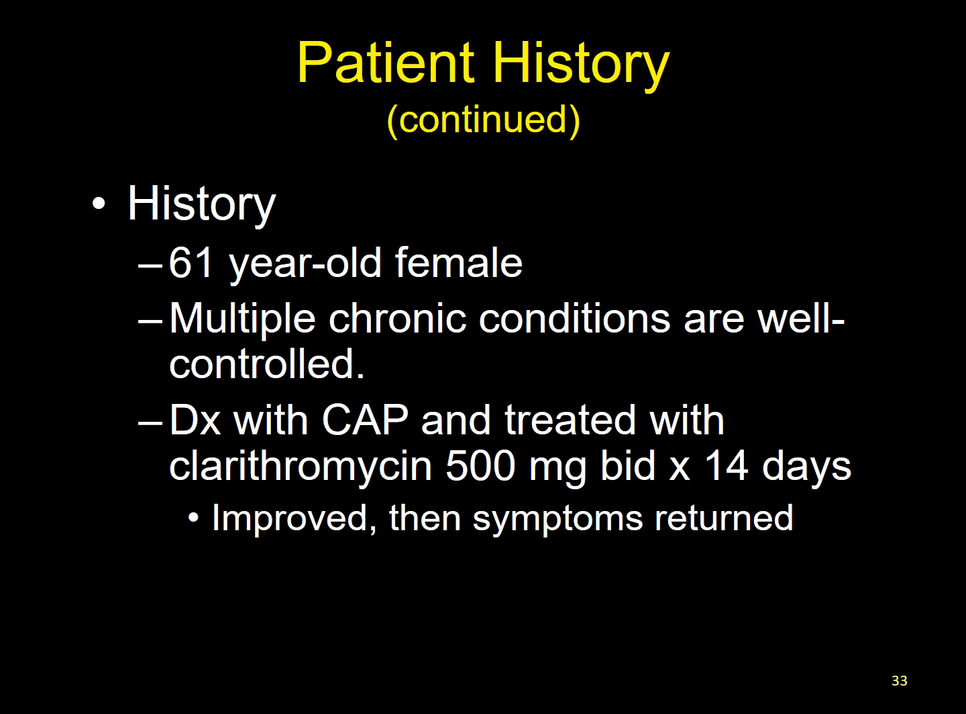So anyway, as an outpatient, she had been diagnosed with community-acquired pneumonia, and she had been put on Biaxin, clarithromycin, 500 milligrams BID times 14 days. Now, this was a few years ago when Biaxin was very commonly used for outpatient management of pneumonia. So she went on this drug therapy, and initially she got better, but then her symptoms appeared to return, and that's when she developed this shortness of breath, pleuritic chest pain, and worsening muscle weakness.